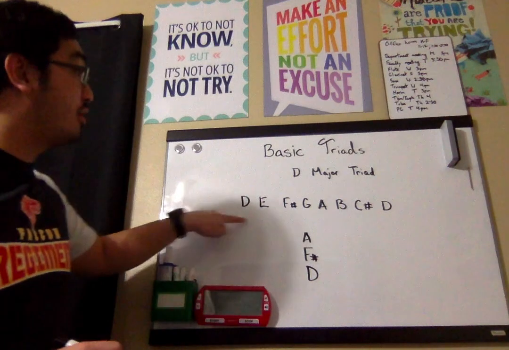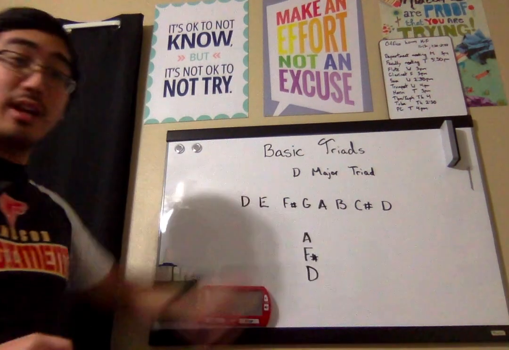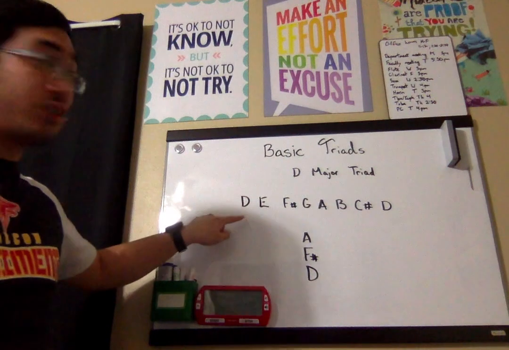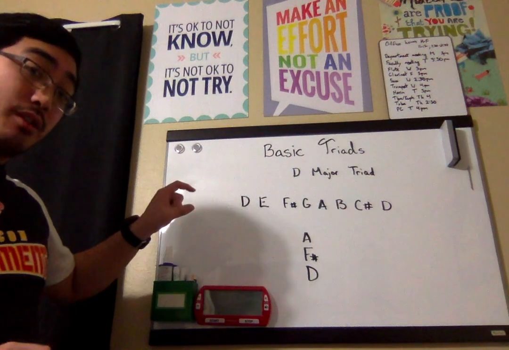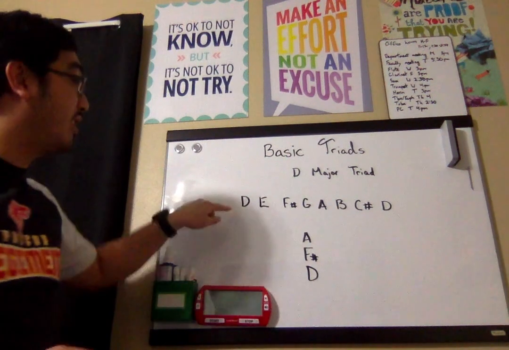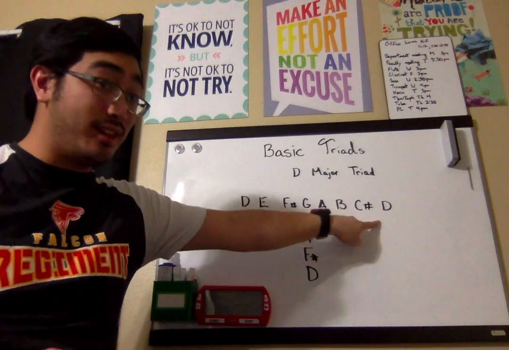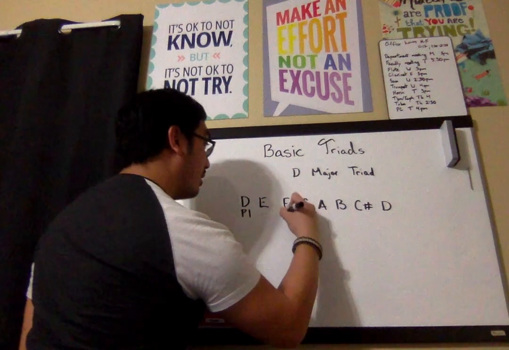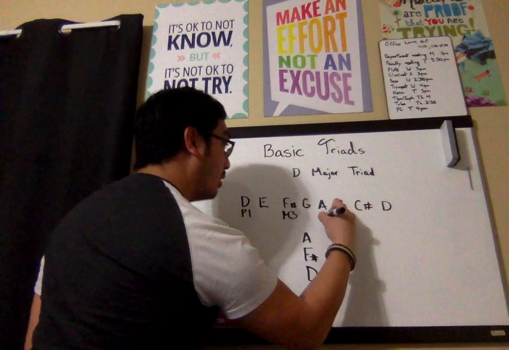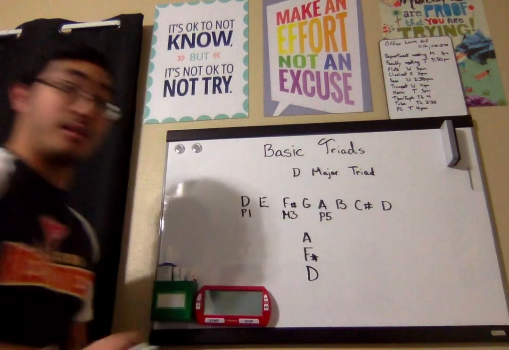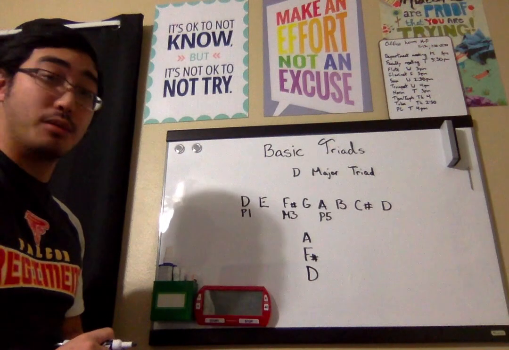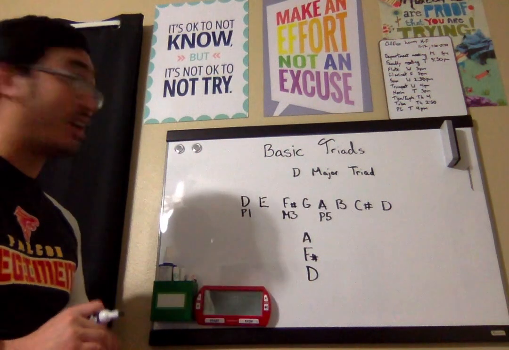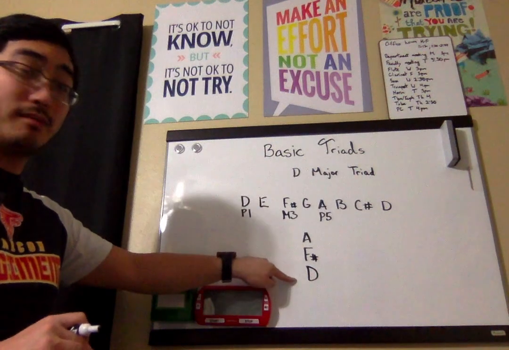If you built your scale correctly, you're done. This is the D major triad, because all of your major triads are built on a major third and a perfect fifth. The diatonic intervals within the scale are already perfect unison, major third, perfect fifth. You don't have to change any of these notes. Plug and chug. There's your D major scale, and your D major triad right there.